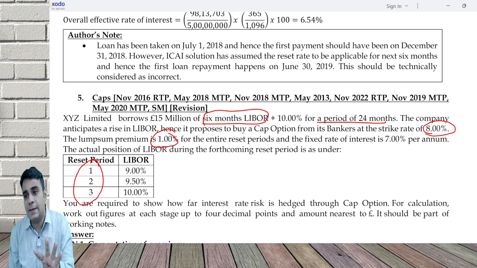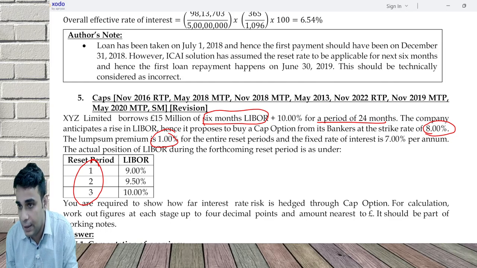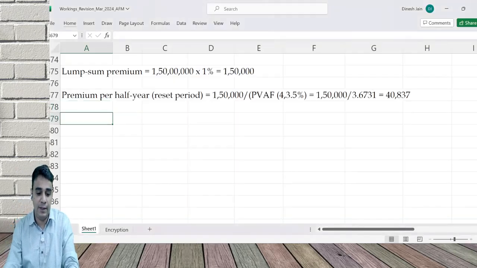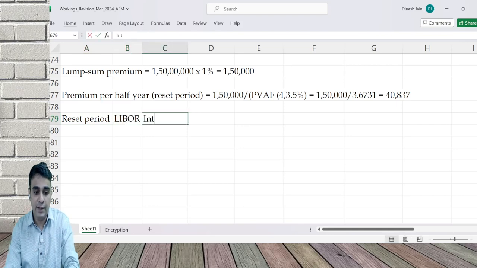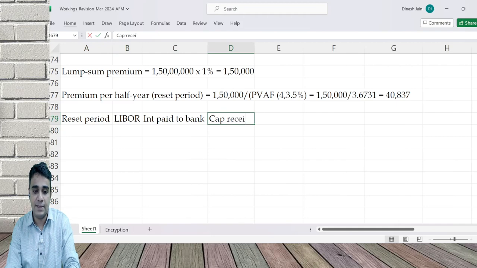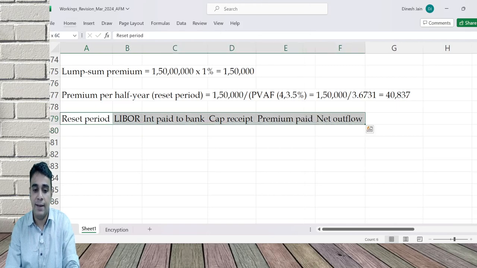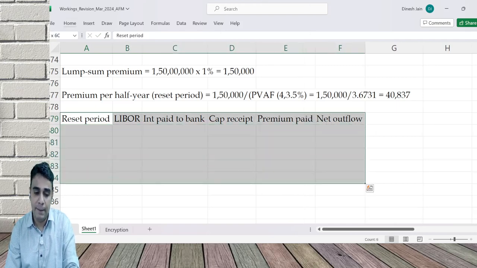Is there a fourth reset period? Ideally they have not given it. Now write reset period, LIBOR, interest paid to bank, cap receipt, premium paid, net outflow.